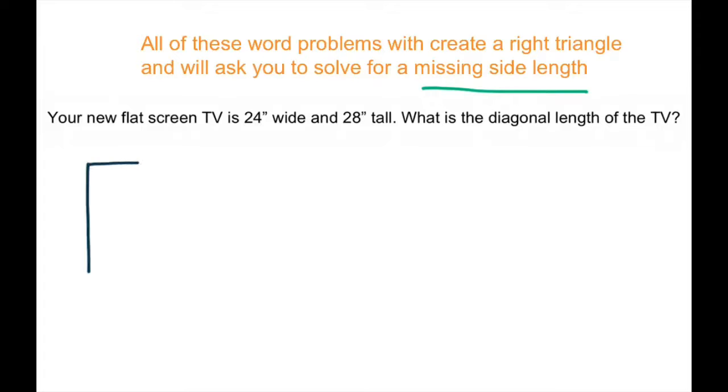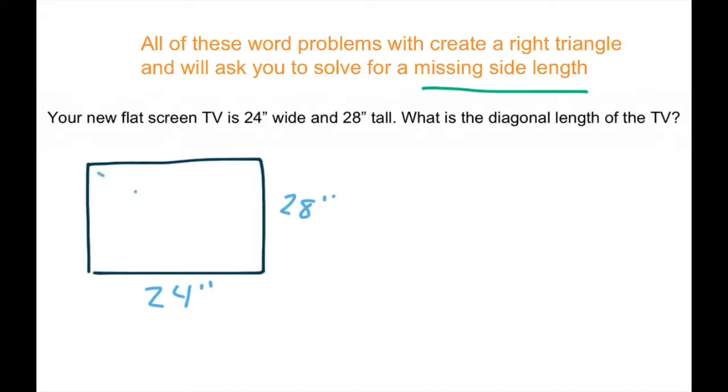So I'm going to draw my television, and it's telling me that it's 24 inches wide and 28 inches tall, and it's asking me for the diagonal length of the TV, which by the way is how they measure when you have a TV that's 50 inches, 60 inches, 20 inches. It's always from one corner to the other; the diagonal length is how they measure it. And because this is a rectangle, if this side's 28 inches, then this side must be 28, and this side must be 24. And if I look very carefully, I notice that this is made up of two right triangles.